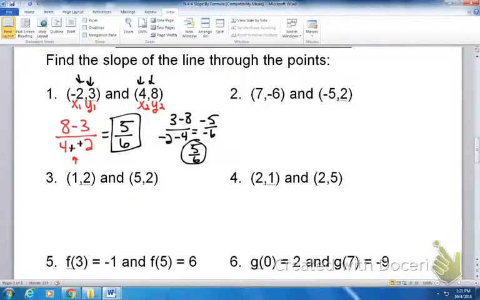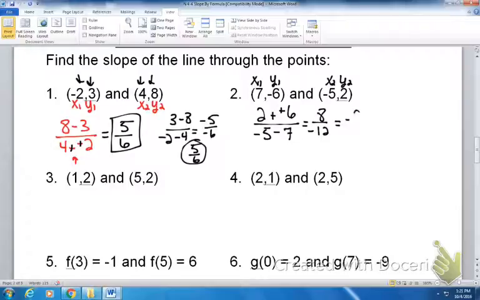Let's look at number 2. I'm going to go ahead and say this is my x1, y1, and this is my x2, y2. So I have y2 minus y1, which is negative 6, over x2, negative 5, minus x1, 7. So I have another boom boom going on. 2 plus 6 is 8. Negative 5 minus 7 is negative 12, so my answer is 8 over negative 12. But I can simplify that in my calculator. And guys, if there's a negative on one, it doesn't matter where it goes. I'm going to put it out front. 8 over 12 is the same as 2/3. So my slope is negative 2/3.